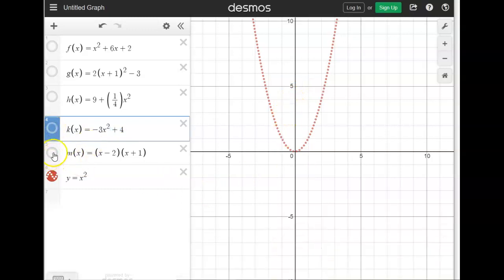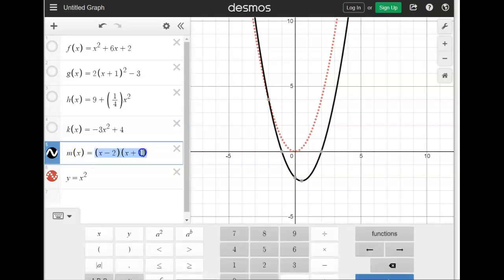Okay, and then let's look at this one here, m of x. And as you can see, we have it in factored form. But if we were to expand those two binomials, if we were to multiply them, we will see the equation will be x squared minus x minus 2. And so here is the graph for it. So this is a nice thing: you could graph like that on Desmos, you could also graph like that on a calculator. You could leave them in factored form and it would still work out.